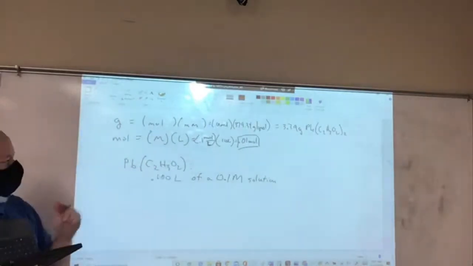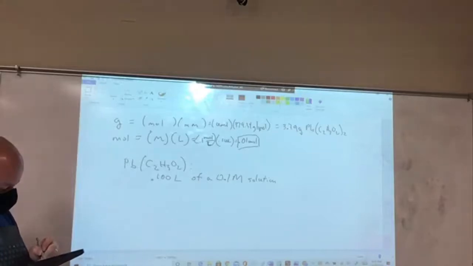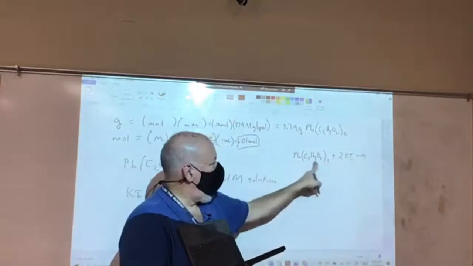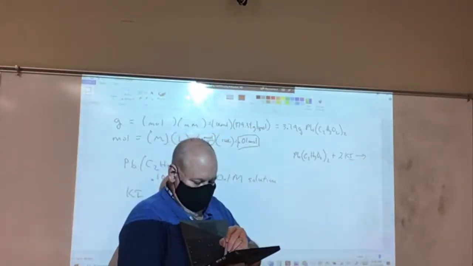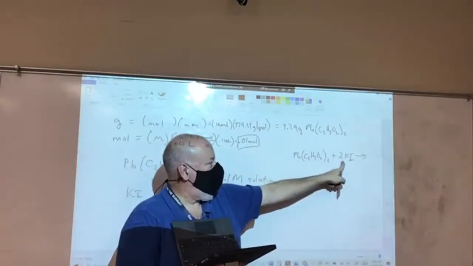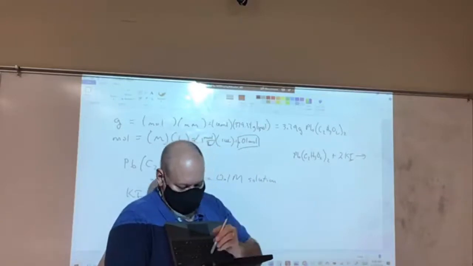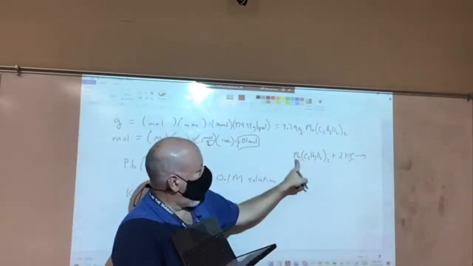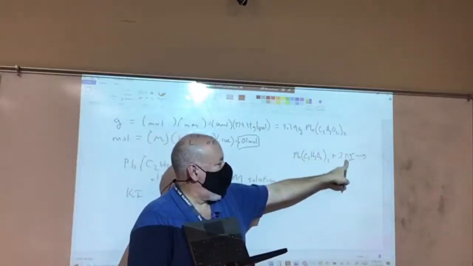Okay? As far as the other material, the potassium iodide, remember that we said that lead acetate plus 2 potassium iodides react. Okay, so this would tell me if I have 1 mole of this, I need 2 moles of this. So my chemical equation tells me everything I need to know. If I have 1 mole of this, I need 2 moles of this to complete the reaction.